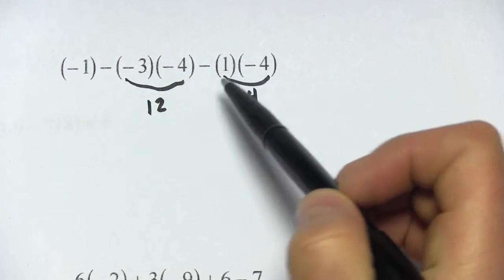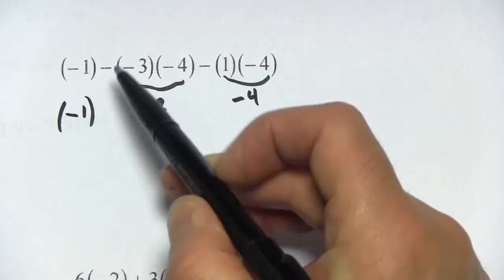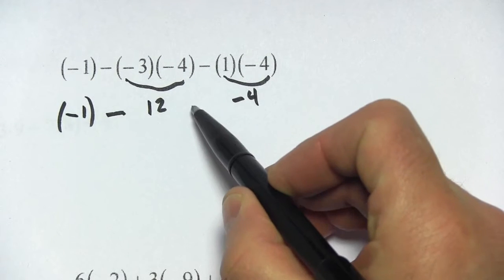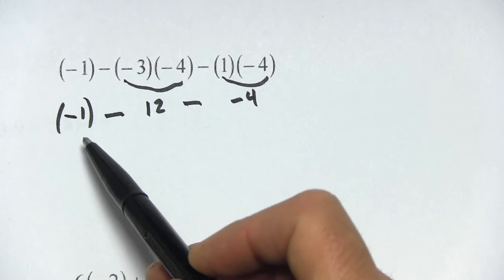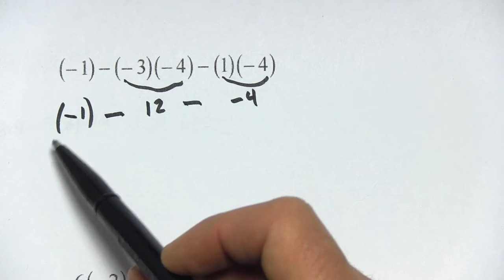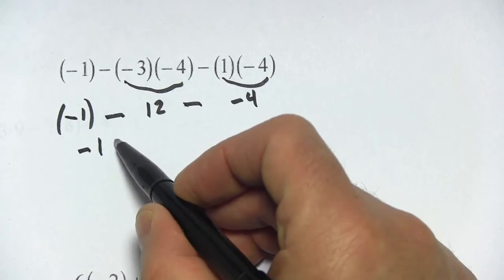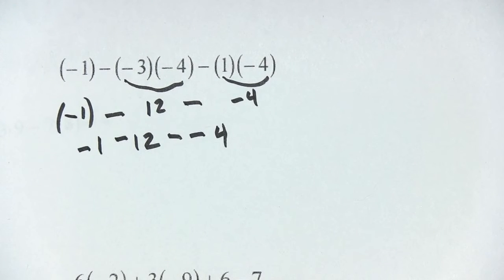Now let's be careful to rewrite everything else back in here. We've got our negative 1. We've got this minus sign, we can't forget that. And we've got this minus sign, we can't forget that. So these parentheses here aren't necessary anymore. There's nothing to multiply or change here. So this is just a negative 1 minus 12 minus a negative 4.